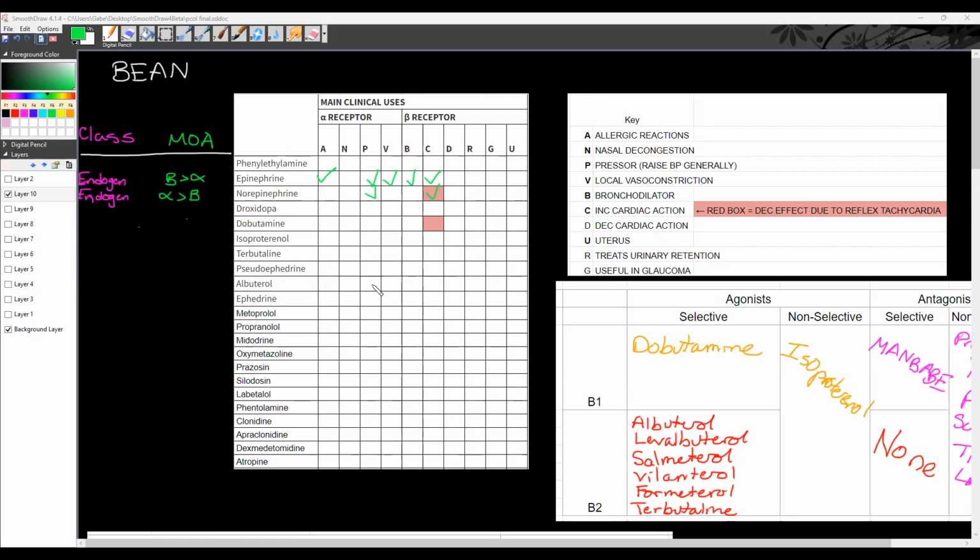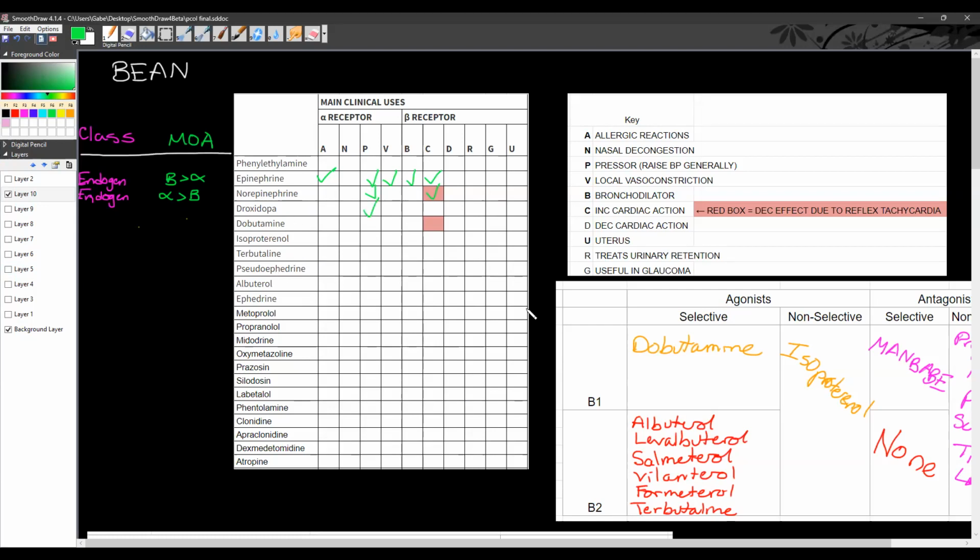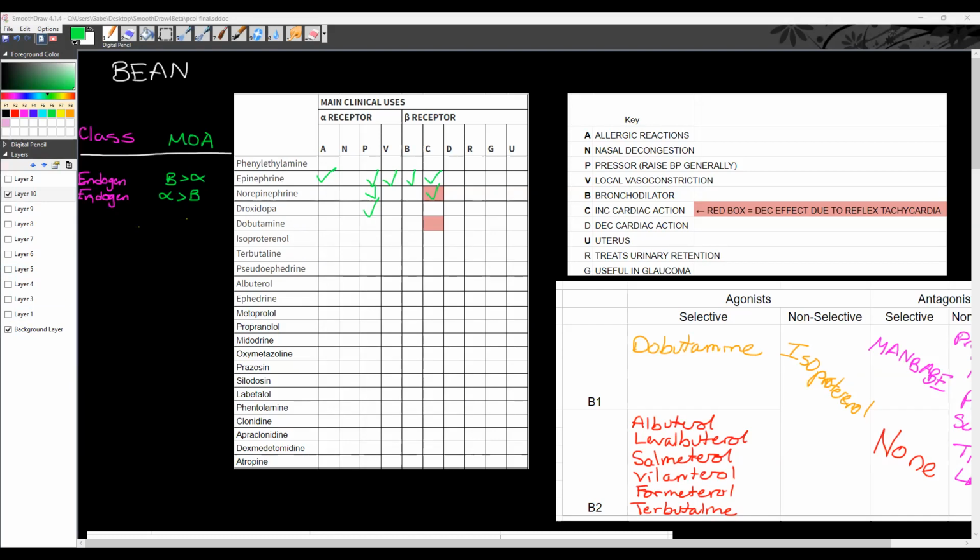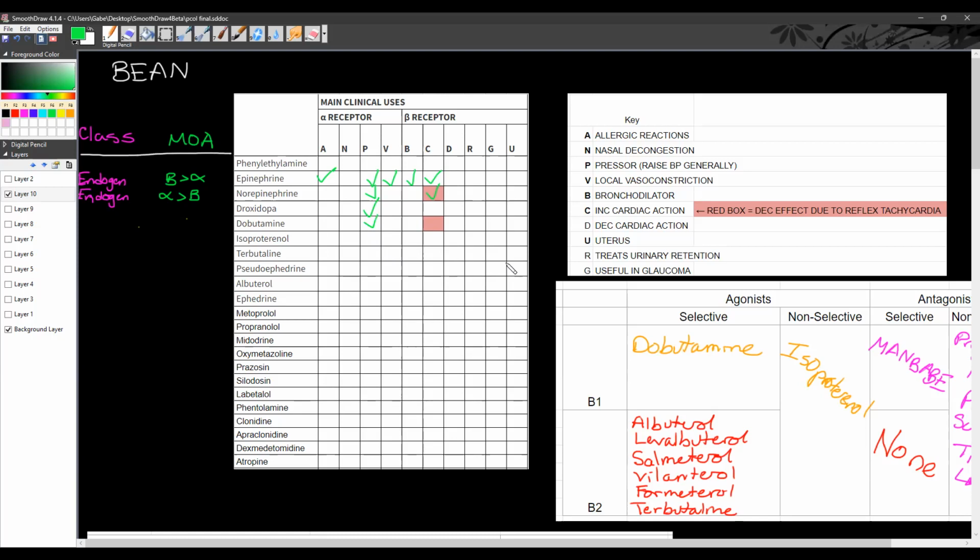What are our other pressors that we remember? Which ones are the other ones that are used as pressors? In general, yeah. Or especially on our list as well. Droxidopa, yep, big pressor. Dobutamine, right? Because it's going to be working on the heart to increase heart rate, increase force of contraction.